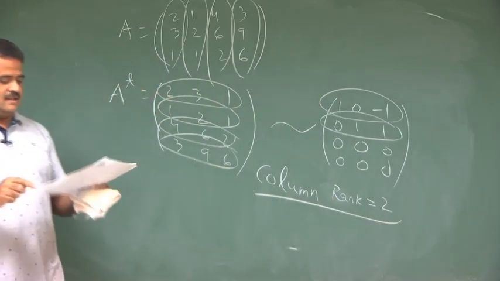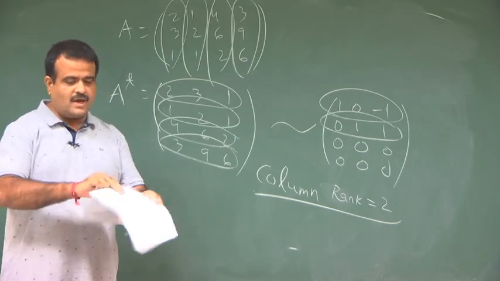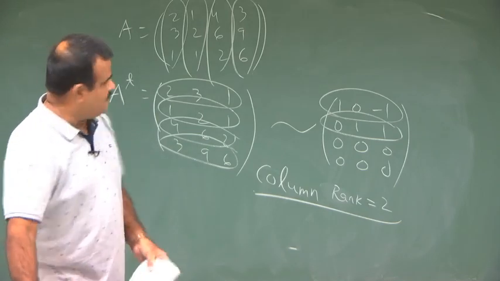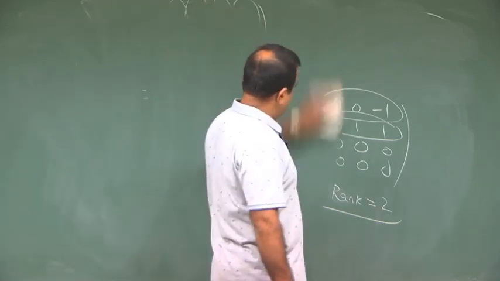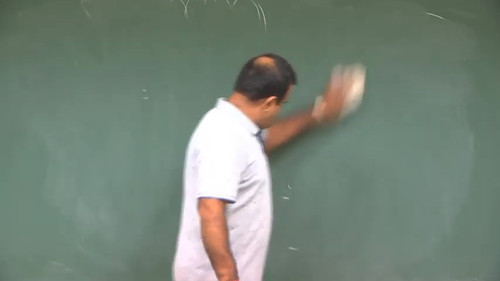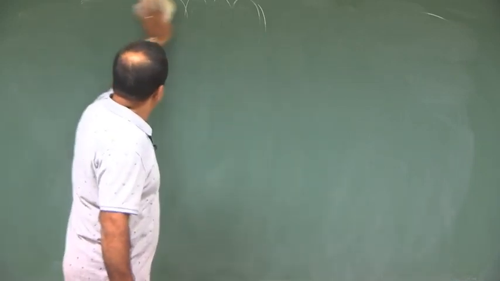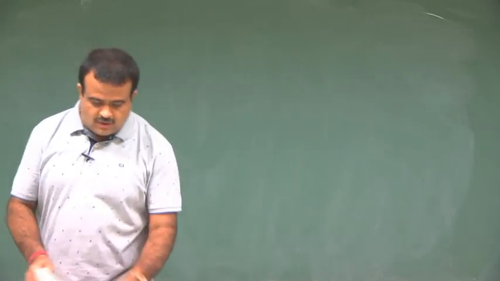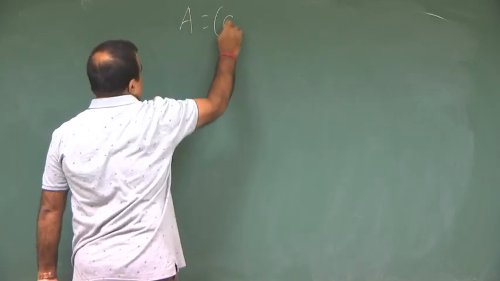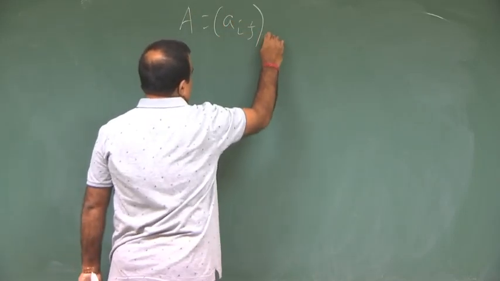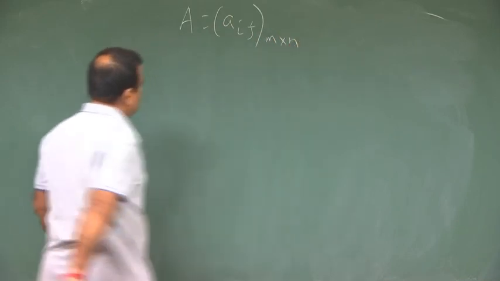In general, it is true that row rank and column rank are the same. So, we will just state these results. We are not going to prove them. We will supply the proofs in the lecture note. So, the theorems are, we have a matrix like this.